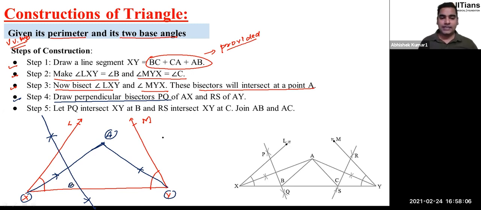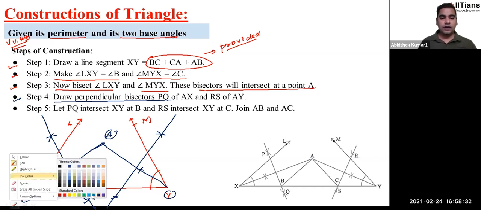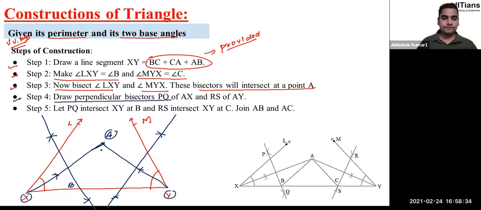And the perpendicular bisector of AY, sorry, is also going to cut this XY at some point, and you are going to call that point C. Let's say this is the perpendicular bisector we have. So that perpendicular bisector is going to cut XY at some point. We are going to call it C. And after that, we are at the final step. All you have to do is join A to B. Clear? You have to join A to this point C. Clear? And you will get your triangle which they asked you in the problem.